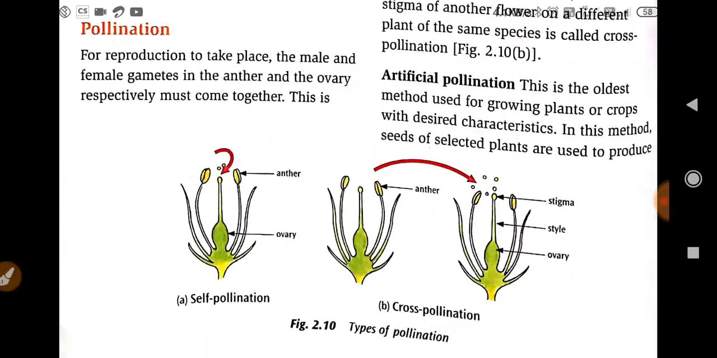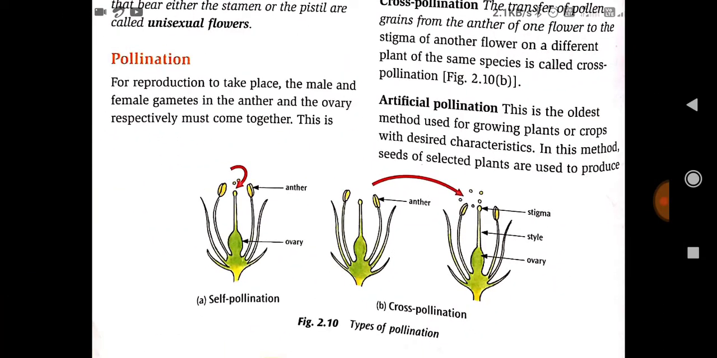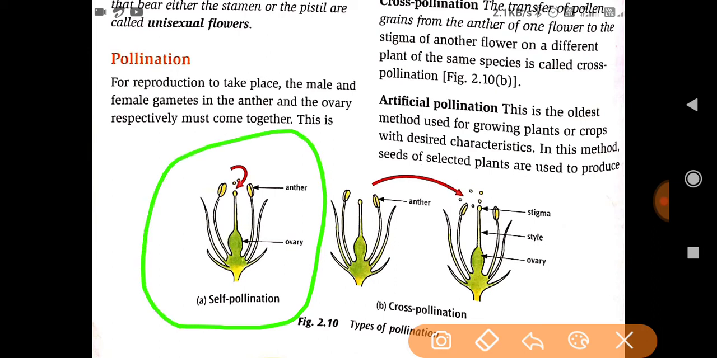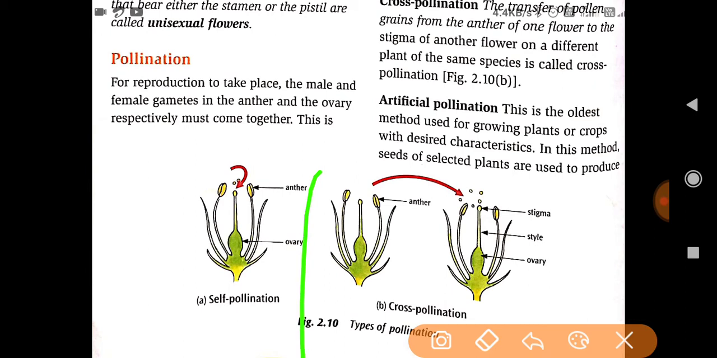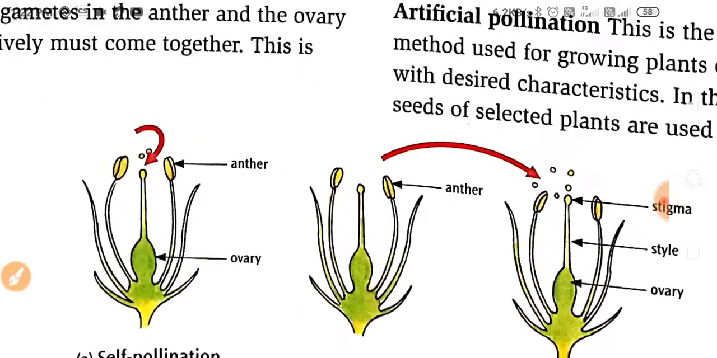If you see the figure, you can easily understand that this is the example of self-pollination. It is a single plant or flower in which self-pollination takes place. Next is the example of cross-pollination, in which pollen from the anther is transferred to the stigma of another flower, but the species is the same. So this is cross-pollination.